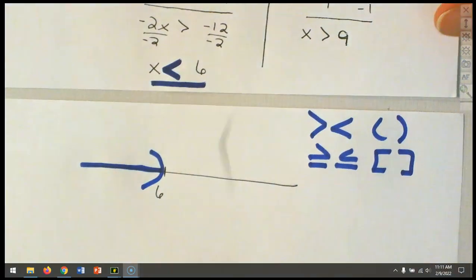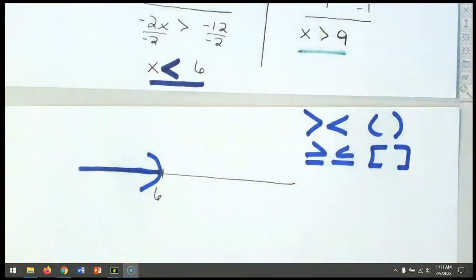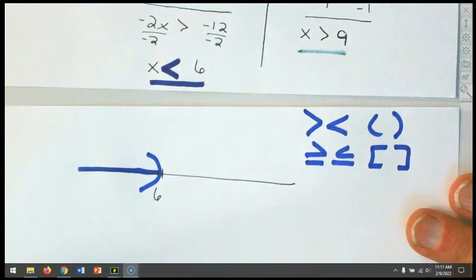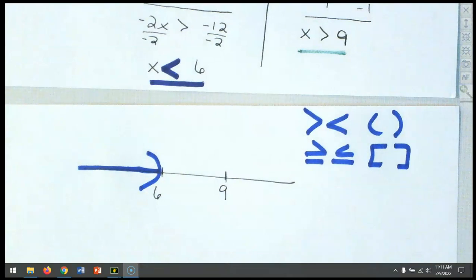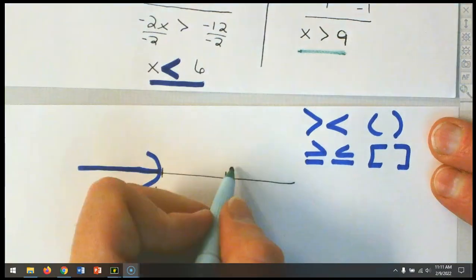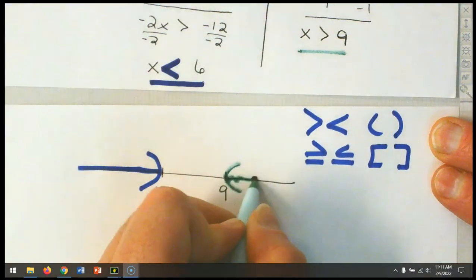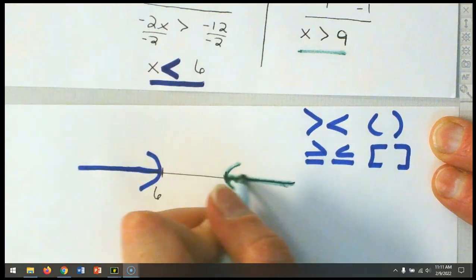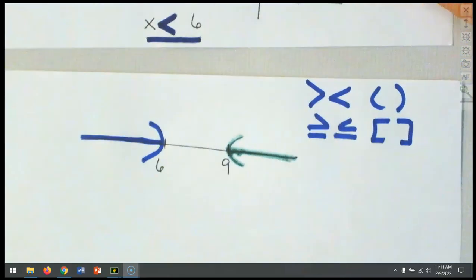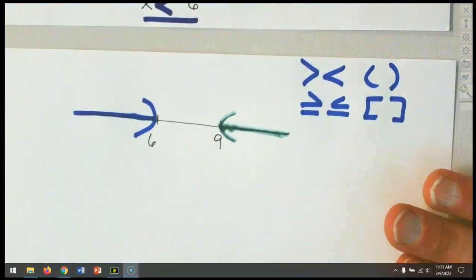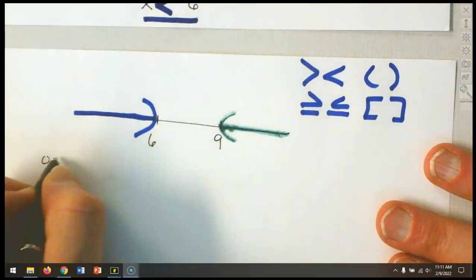And the other one is x is larger than 9. So it is pointing to the right, so we shade to the right. What's in between them? Or. So what does that or mean? Or means we combine them together.